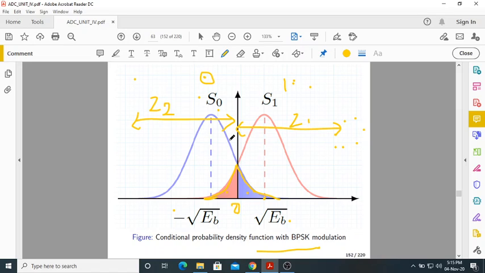Mostly in the GATE examinations, they will ask by drawing these PDFs only. So that's why you must know how to find out the probability of error by using these PDFs.